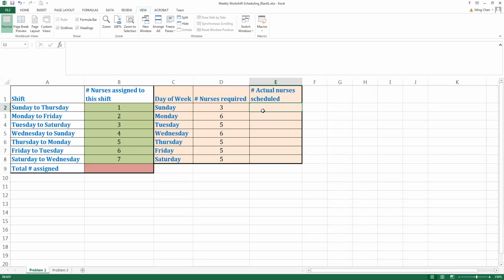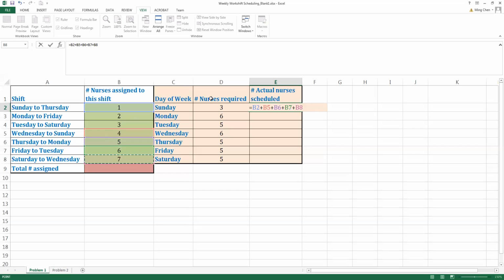Here, we don't want to simply type a number. We want to create a formula to calculate the actual number of nurses working on Sunday. So what's the formula? How many people will be working on Sunday? This many people, which is B2, plus the ones working from Wednesday to Sunday, plus the ones working from Thursday to Monday, plus the ones working from Friday to Tuesday, plus the ones working from Saturday to Wednesday. So these are the number of people who will be working on Sunday.